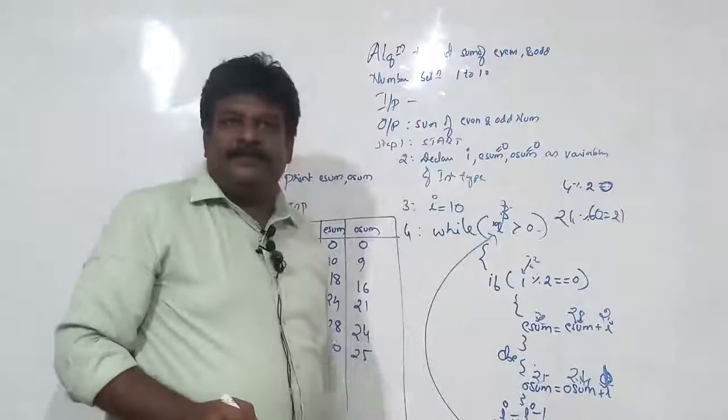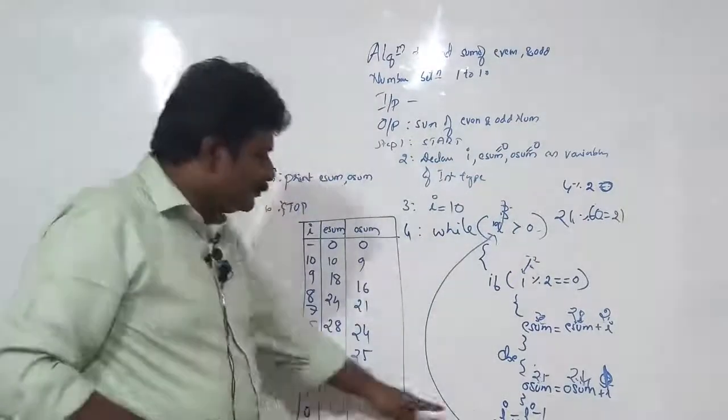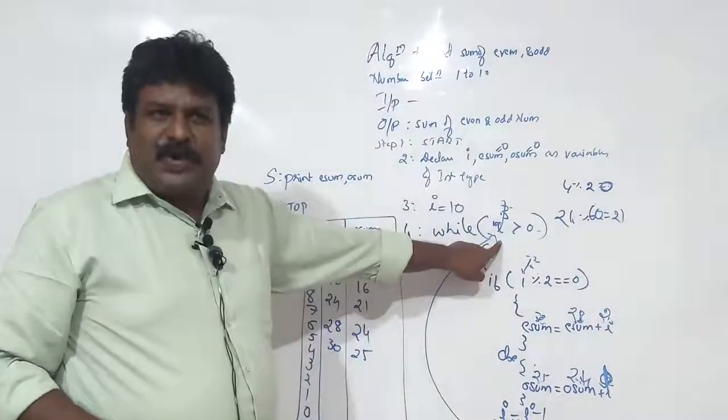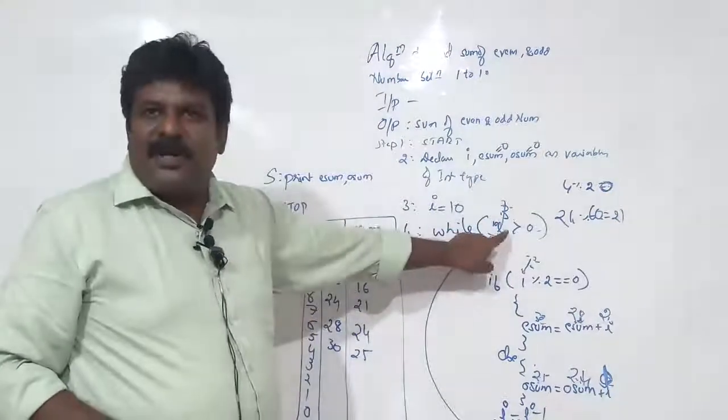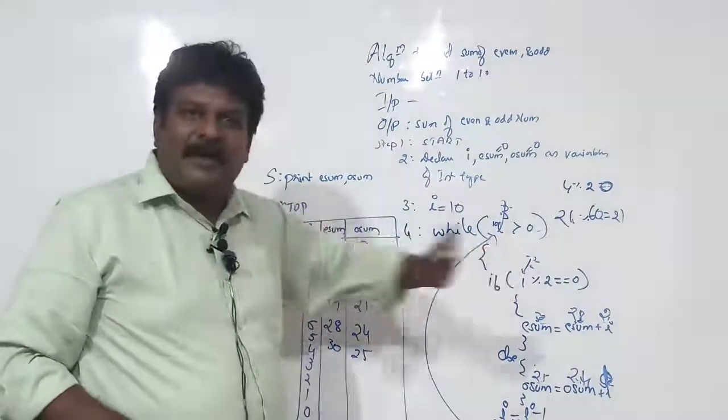Comes out. I equal to I minus 1. I becomes 0. Goes back. I is carrying 0. 0 is greater than 0? No. That's why the loop is terminated.